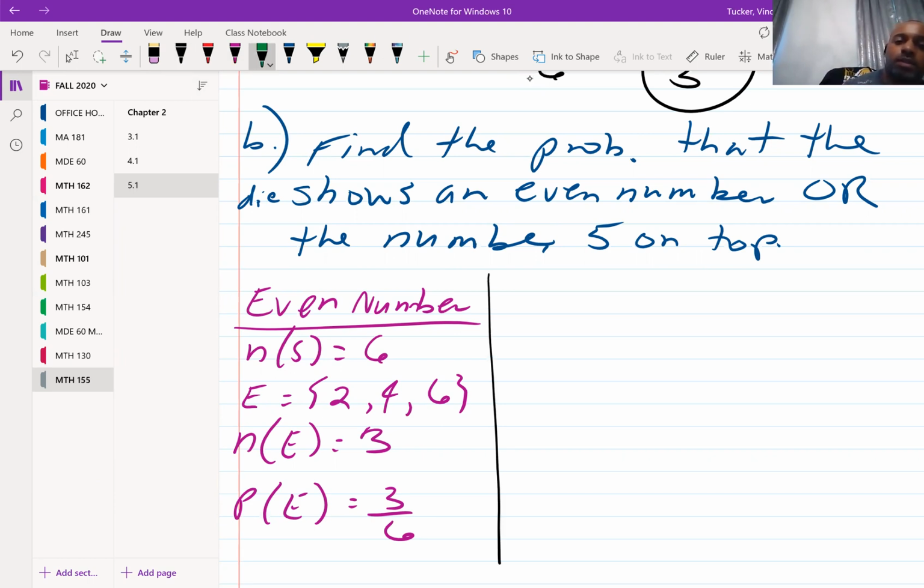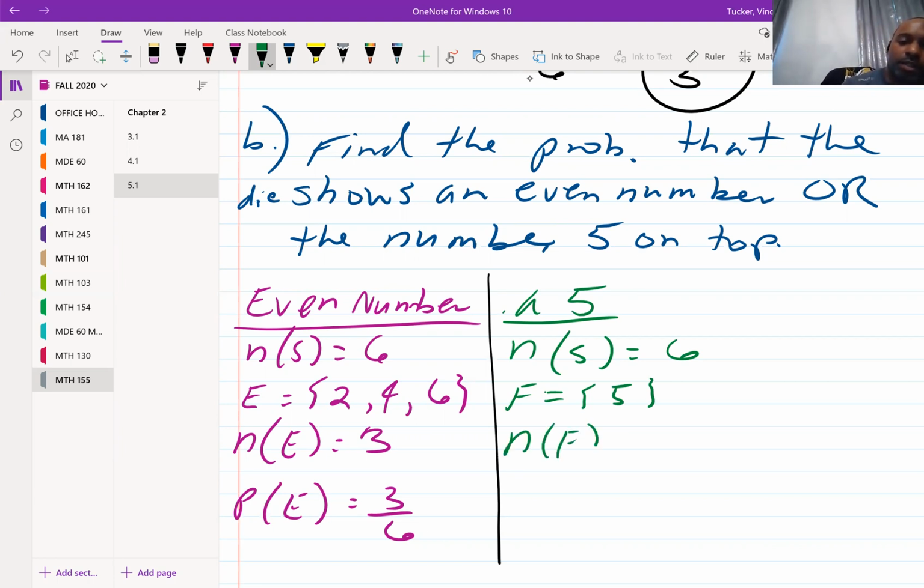Now the next one, talking about rolling a 5. Sample space is still 6. This time, I guess we can call it F. There's only one 5. So the number of outcomes in this event is just 1. So the probability of getting a 5 is 1 out of 6. So before we go any further, make sure we're okay.